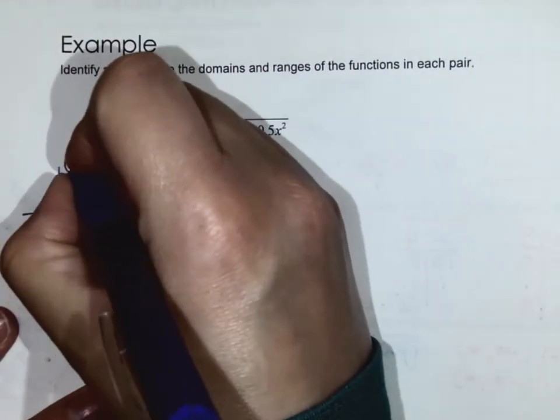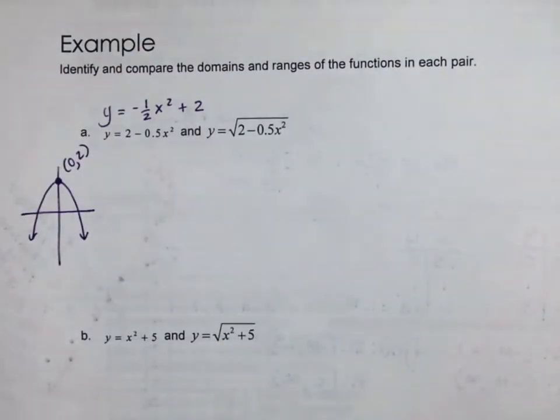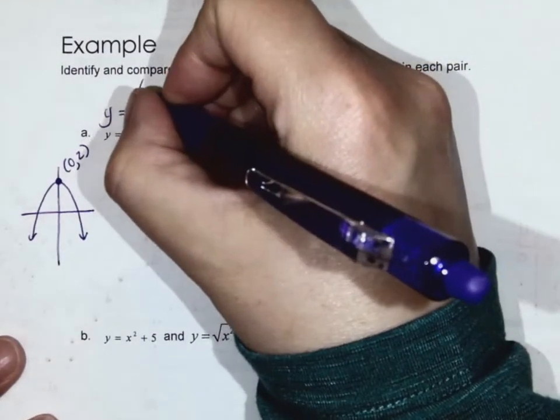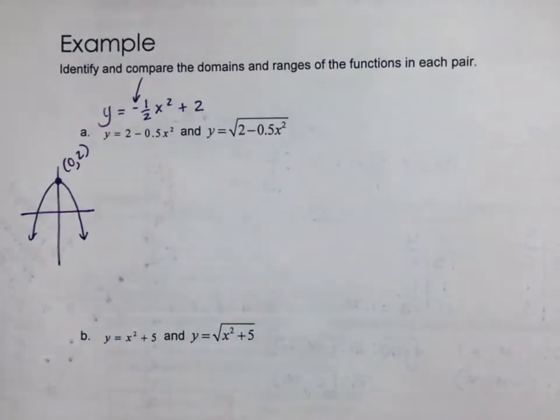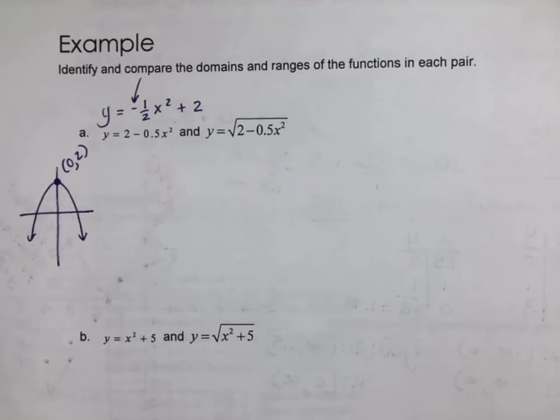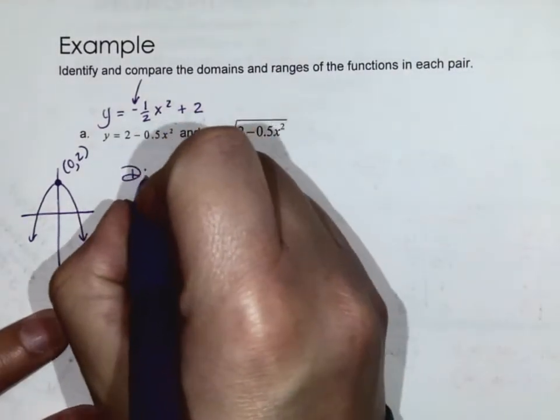So this is at 0, 2. And we know it opens down because there's a reflection in the x-axis because it's attached to the y. We didn't talk about parabolas as transformations, but really you already have done all the transformations to your parabolas. Okay, all right. So let's talk about the domain and range of that graph.